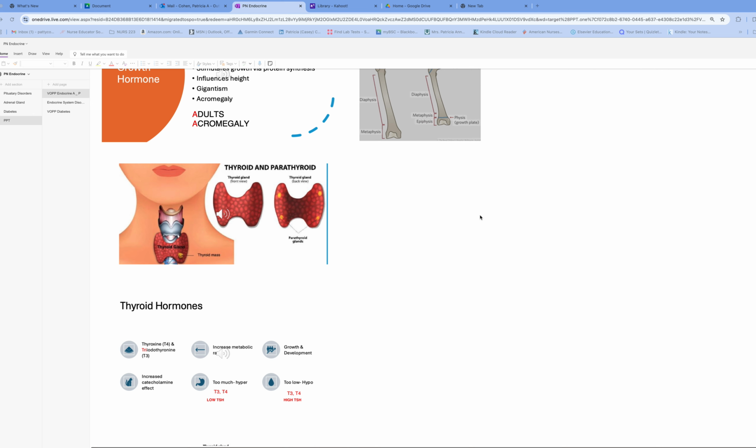So if you have too much, in other words, hyperparathyroid hormone, the patient is going to have hypercalcemia. If they have hypoparathyroid hormone, then they are going to have low calcium levels. So if you take the parathyroid glands out, the patient is going to suffer from low calcium levels. You need to know the difference between high and low calcium, and we'll talk about it later.